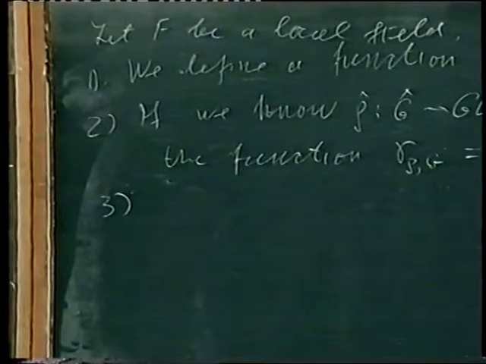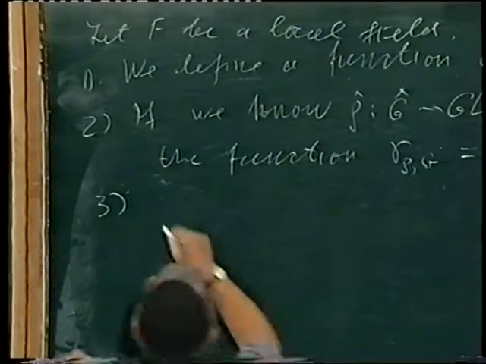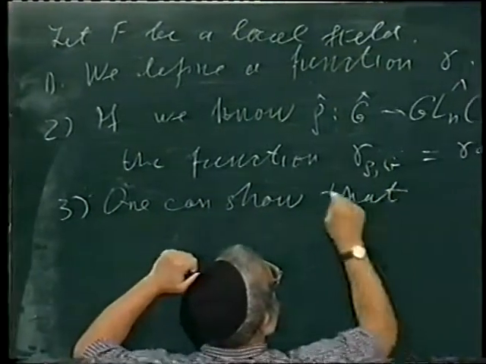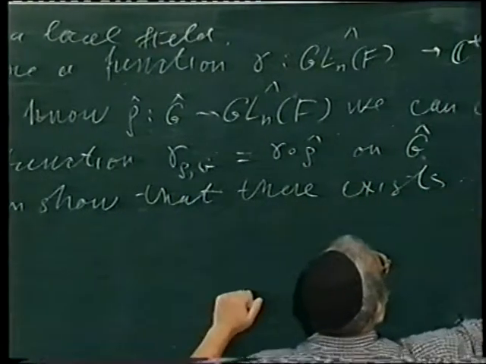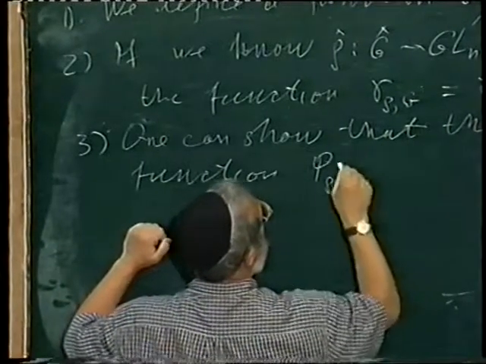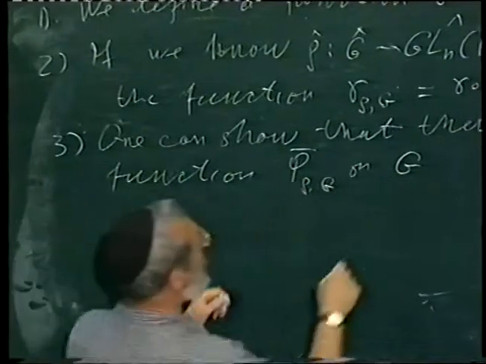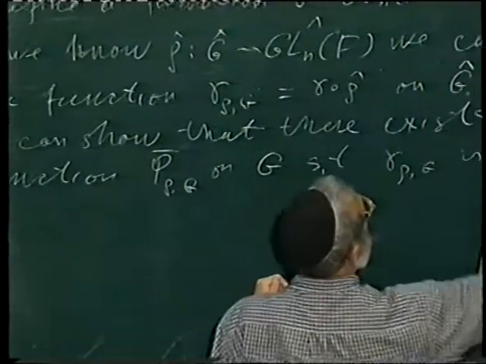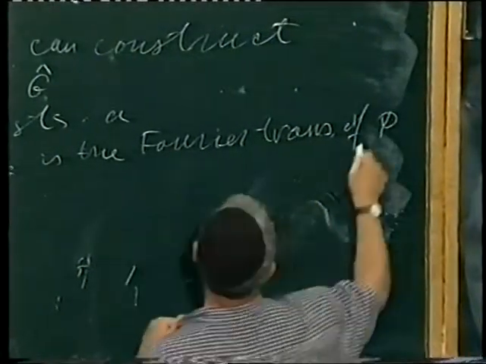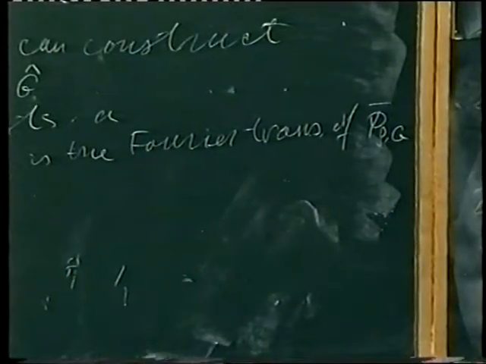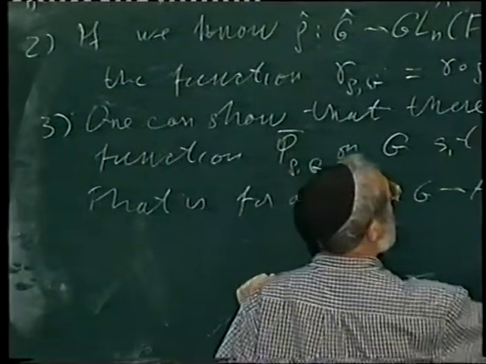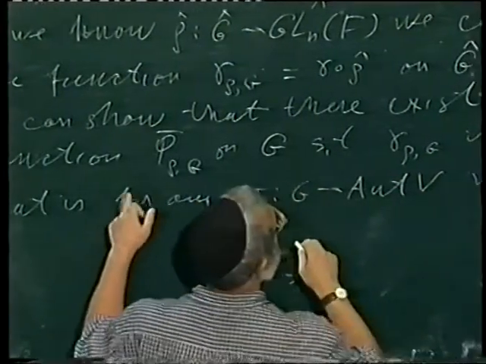Three. How to describe a function on representations. One can show, if you use some assumptions on rho, which I assume, that there exists a function, call it f_rho,G bar, on the group G, such that gamma_rho,G is the Fourier transform of f bar. By Fourier transform I mean that for any pi, G into automorphisms of V, there exists a class function.